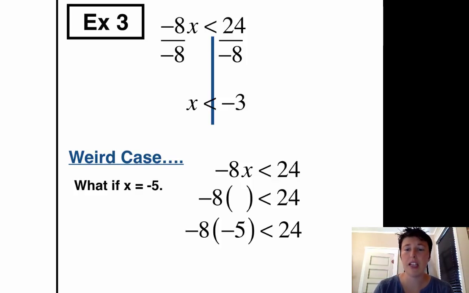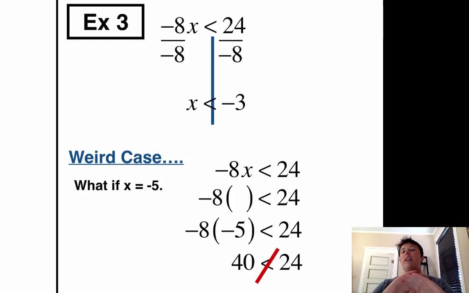So -8 times -5 is a +40. Now is 40 less than 24? Did we make a true statement? And hopefully you're kind of scratching your head thinking, what? 40 is not less than 24. This totally didn't work. So I'm going to put a little red slash through there. It's not true. And that's what makes this a weird case.